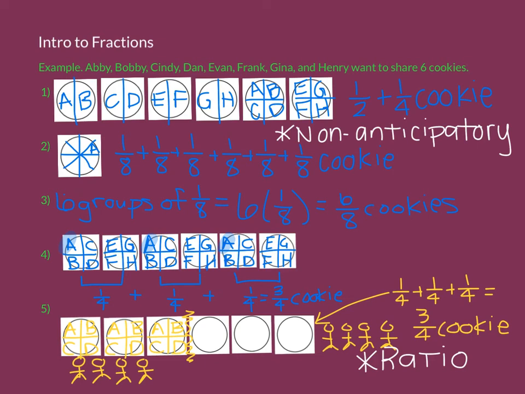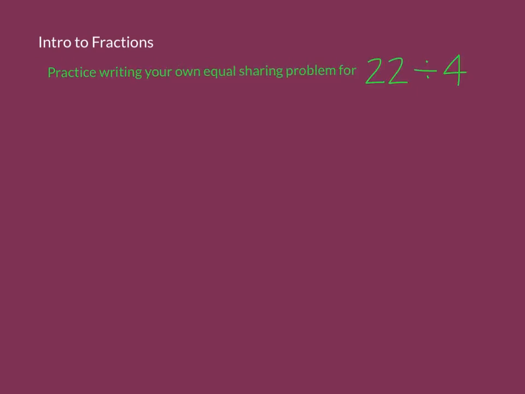Now, we have one more thing I want you to do to end your notes for the day. I want you to go ahead and below this, do one more example, but this you guys are going to practice writing your own equal sharing problem for 22 divided by 4. Think, what is going to be the objects and what's going to be the people or the groups? You got to make sure you do the right thing. Should your answer be greater than 1 or less than 1? That will also help you.